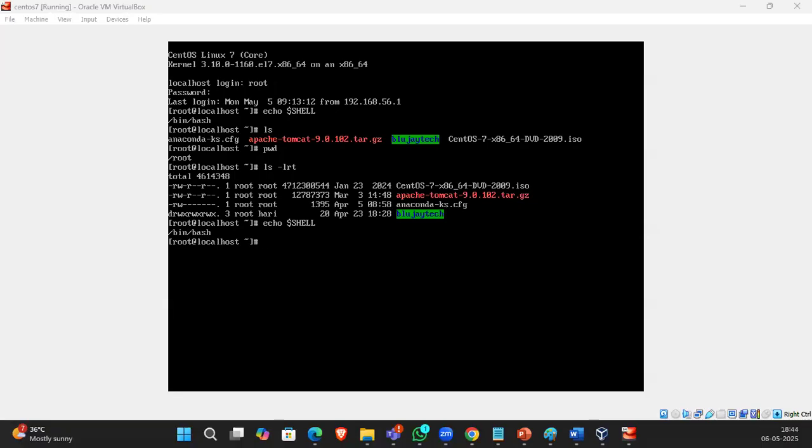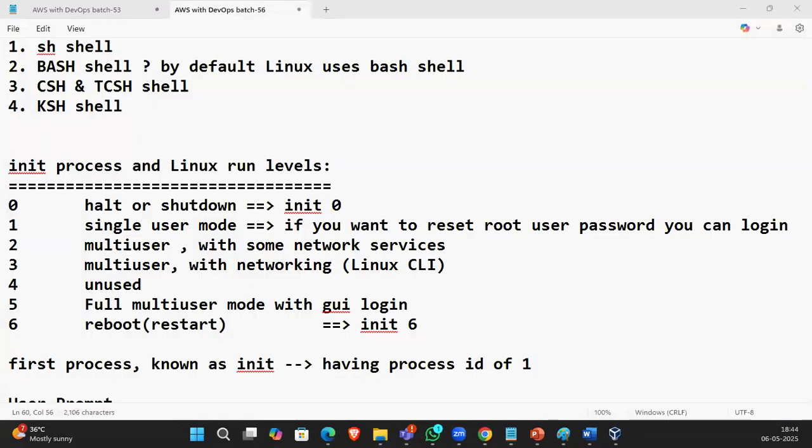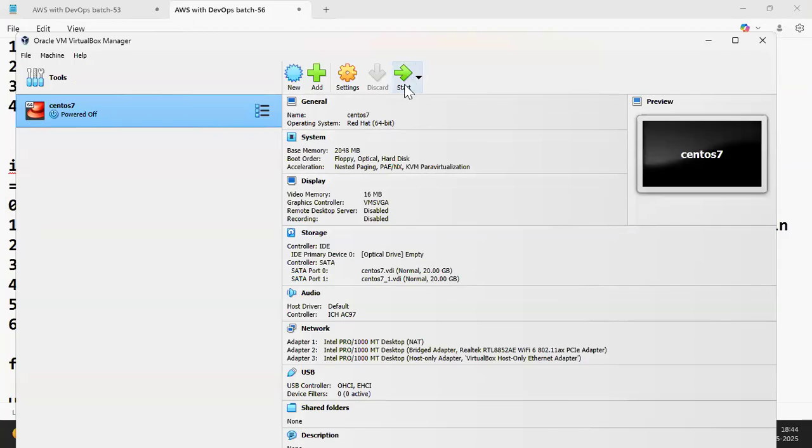ఇది షెల్. స్క్రీన్ షేర్ చేయట్లేదా? కనిపిస్తుందా స్క్రీన్? కనిపిస్తుంది. init 0 అనేది ఏంటిది? షట్ డౌన్. షట్ డౌన్ అయిపోయింది, అవునా? ఓకే. మళ్ళీ స్టార్ట్ చేయాలంటే ఏం చేస్తారు? ఇక్కడికి వెళ్ళి స్టార్ట్ చేస్తారు. ఫిజికల్ అయితే అక్కడికి వెళ్ళి పవర్ బటన్ నొక్కుతారు. ఇక్కడ స్టార్ట్ చేయగానే ఏమవుతుంది?